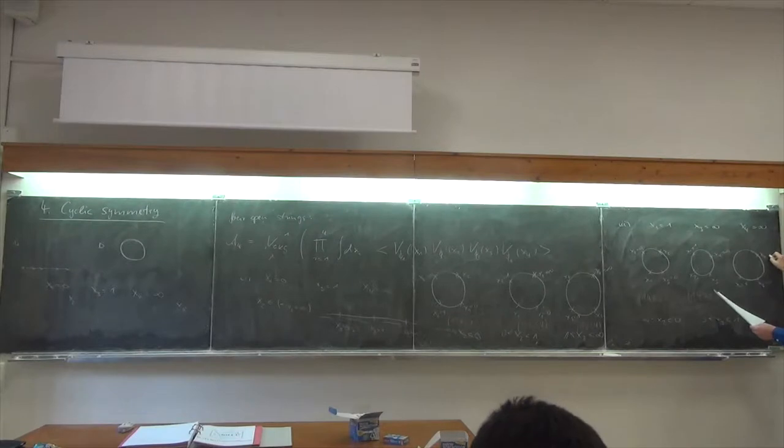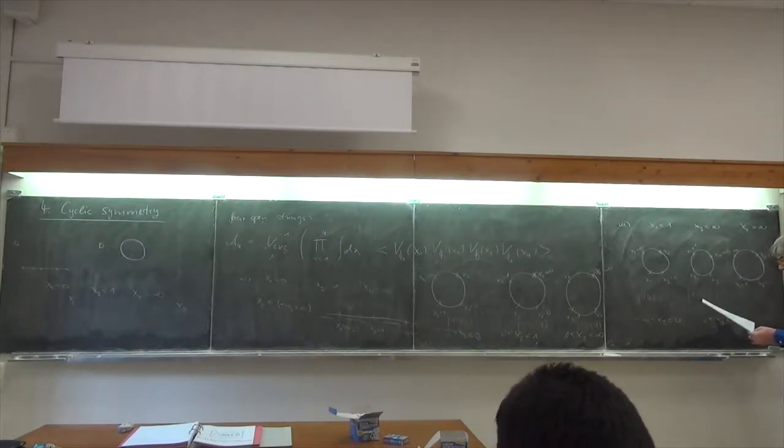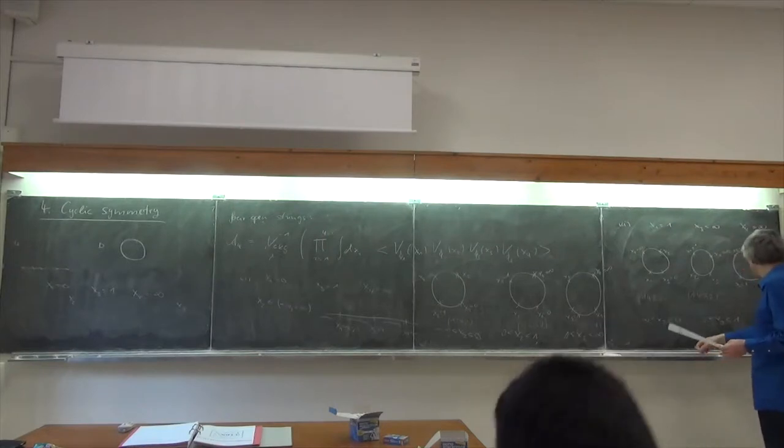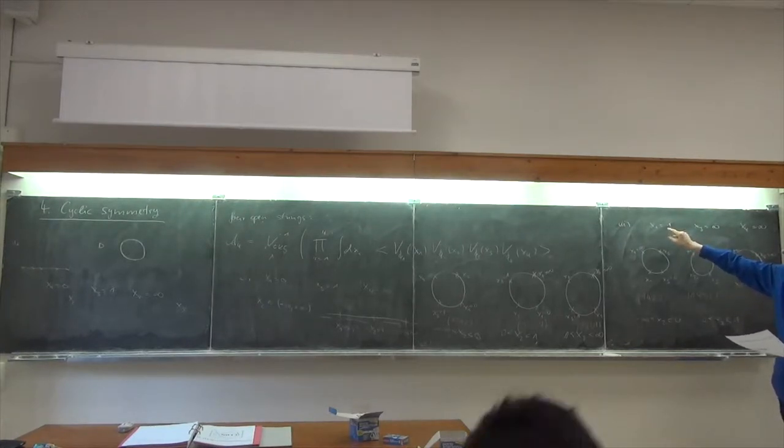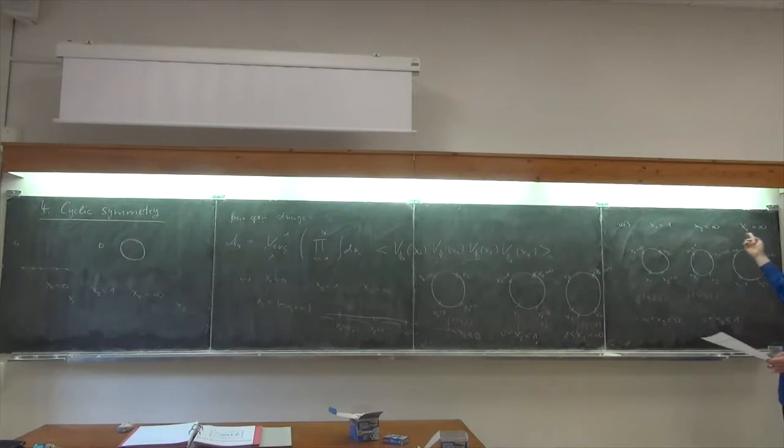And this continues to hold if I would, for example, consider a 5-point amplitude. For a 5-point amplitude, I also have to just flip two of the vertex operators which I fixed. It doesn't matter which one, so I could have also flipped the first and the fourth one.